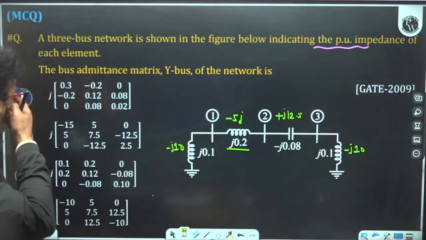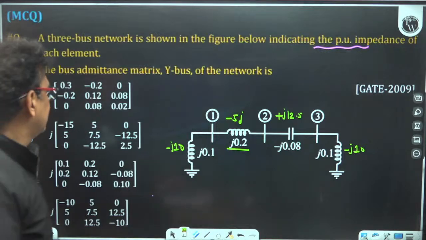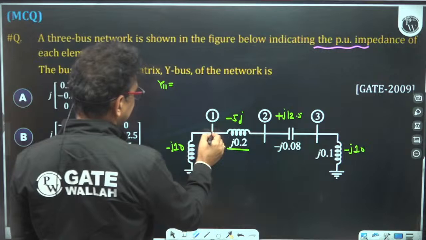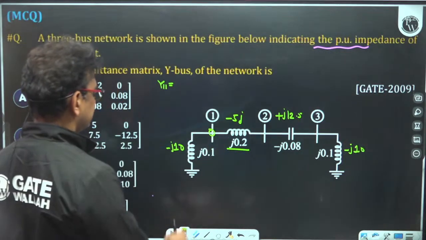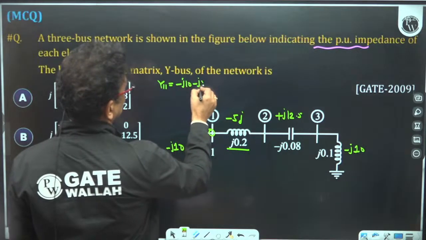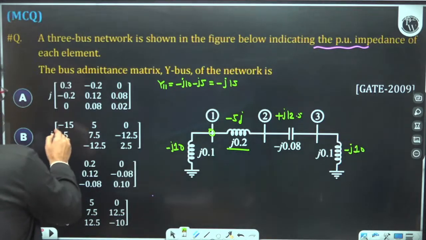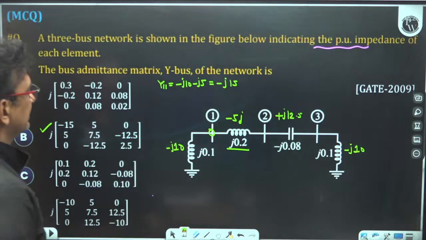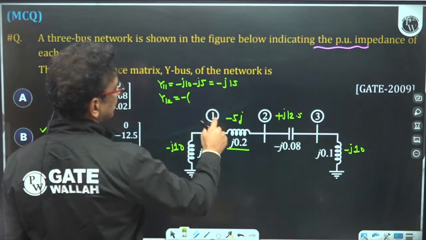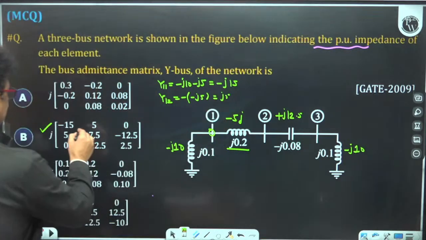GS and NR, only one iteration may come. So see, what is the Y11? Y11 is nothing but the sum of total admittance connected with the one number bus, minus j minus 5, minus j15. See, only from the one we can find out this value. Suppose if I find out the Y12, Y12 is nothing but the negative of admittance connected between 1 and 2, minus j5. It is a plus j5. So B is the right option.